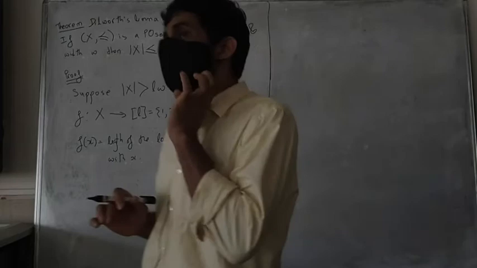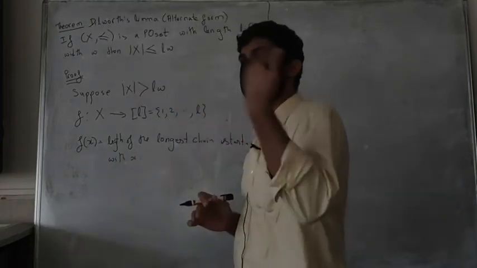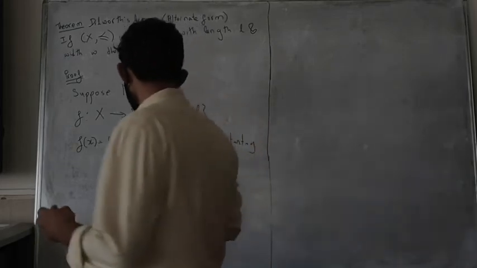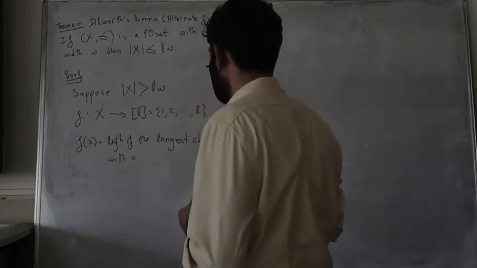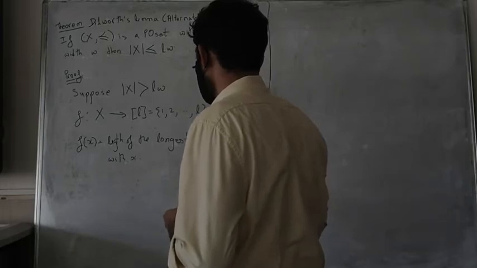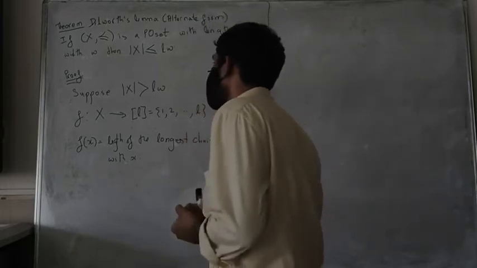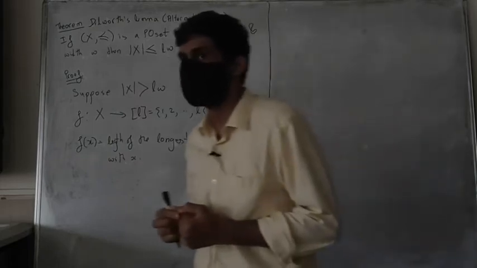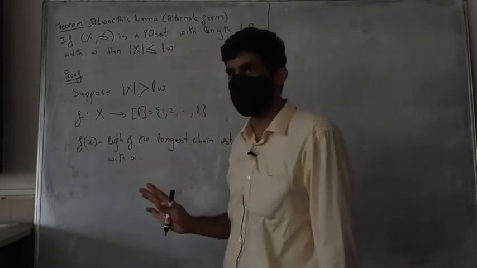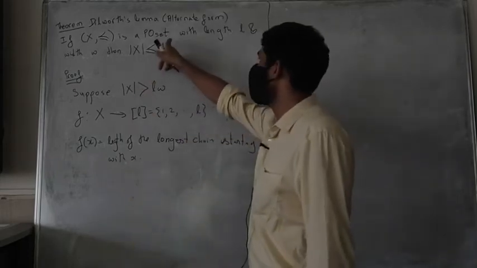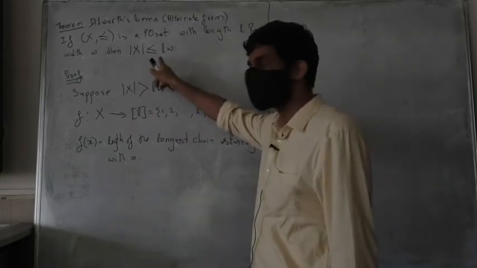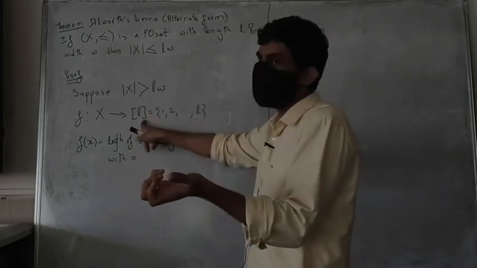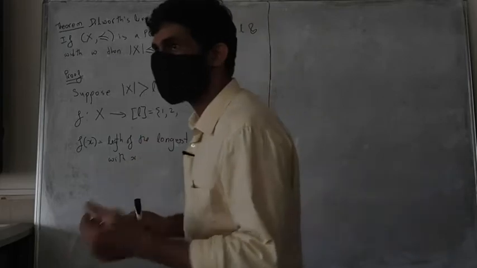Consider the pullback of each of these elements. So what does the pigeonhole principle tell us? This is a well defined function. There is absolutely no problem in it because the length of the longest chain is L, right? So the length of the longest chain starting with X will not be able to exceed L. That's easy to observe.